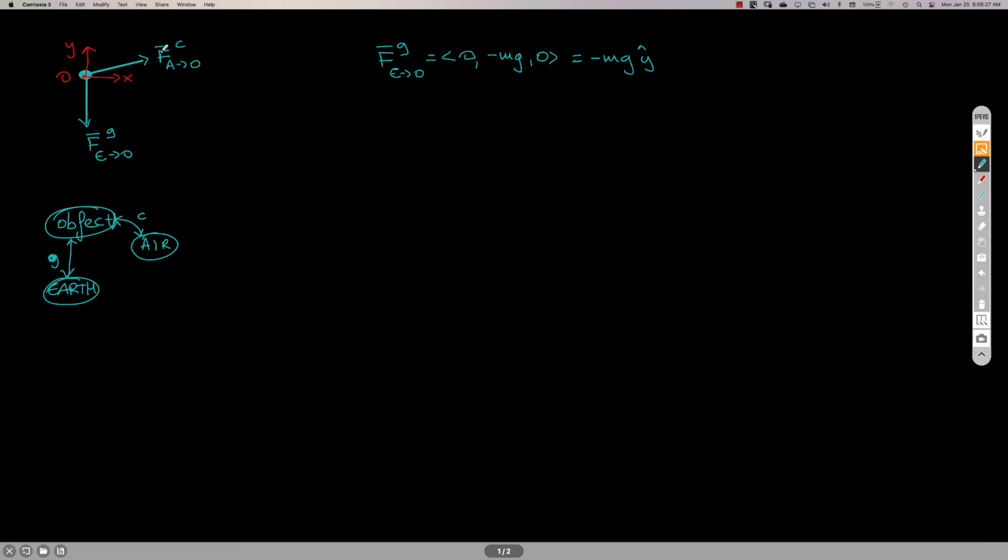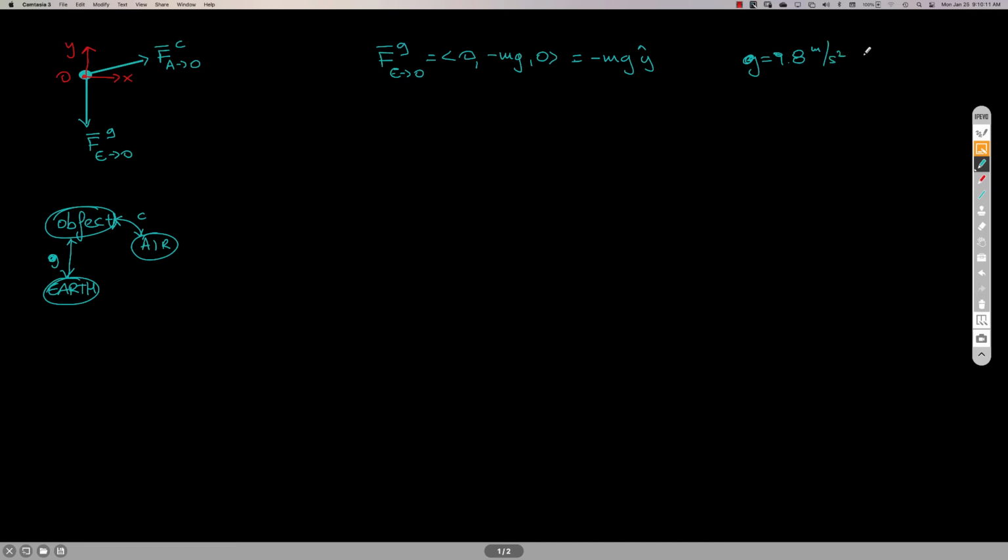This here is the contact force from the air on the object, and also I have the gravitational force from the Earth on the object that points straight down. Now, what I have written here first is the gravitational force from the Earth on the object. Assuming that the projectile does not travel much, this will always point in the negative y direction. So I have 0 in the x, minus mg in the y, and 0 in the z, or with different notation I can write minus mg y hat.